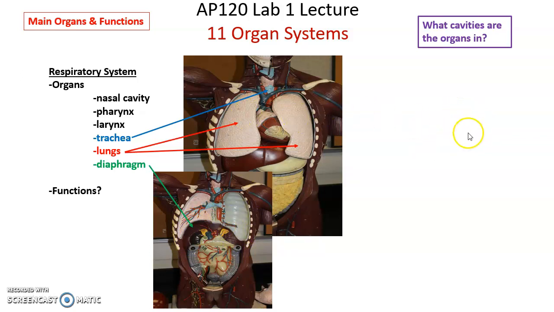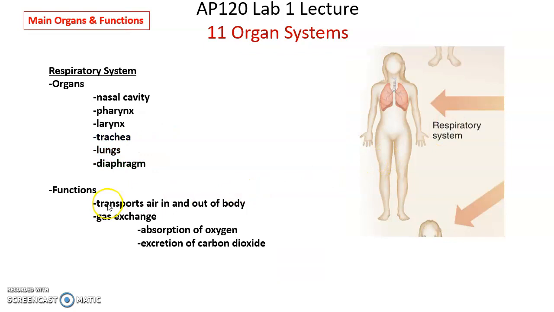So the lungs are found in the thoracic cavity and in the pleural cavities. So functions: transport air in and out of the body, breathe in, breathe out, and also gas exchange, the movement of oxygen from the air we breathe in into the bloodstream, and the movement of carbon dioxide out of the bloodstream and into the air in the lungs.